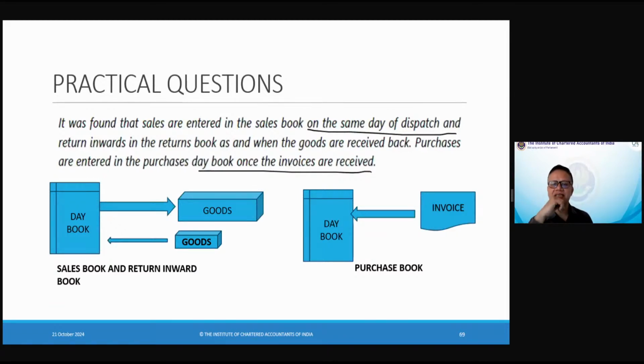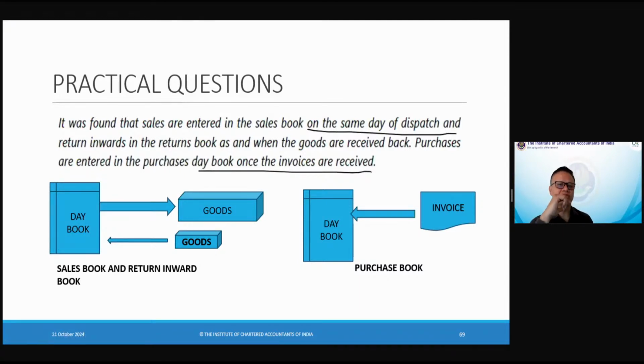Now what you find here is that sales are entered in the sales day book on the same day of dispatch and return inwards are entered in the return book as and when goods are received back. First, let us understand each of the sentences one by one. It is said that sales are entered in the sales day book on the same day of dispatch. The moment you are dispatching the goods, at that time you are recording in the sales day book. That means as the goods went out of the factory premises, it is recorded as sales. The inventory has gone to the customer.